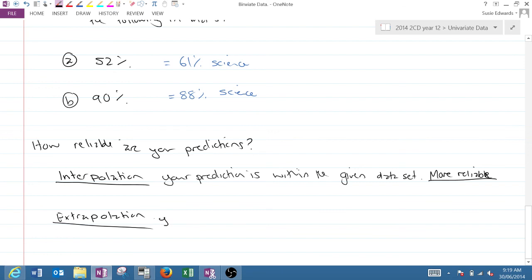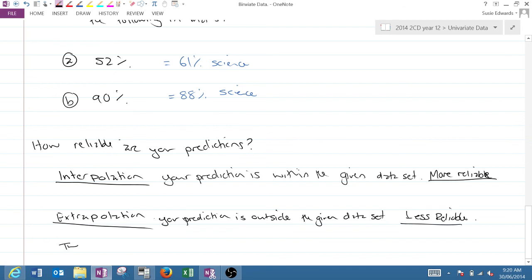Extrapolation means your prediction is outside the given data set. It is less reliable. Okay? You have to use the words interpolation and extrapolation in these questions or you will not get the marks.